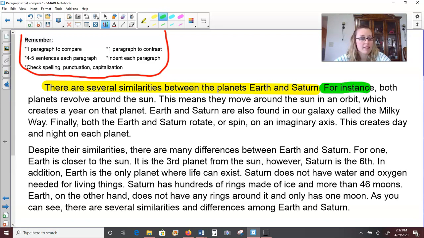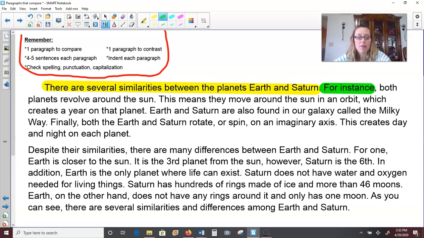For instance, both planets revolve around the sun. This means they move around the sun in an orbit, which creates a year on that planet. So I've listed out the first similarity, and I gave a little more detail and explanation about that. I didn't just say they both revolve around the sun. I explained what that meant to revolve. They go in an orbit, and that creates a year.